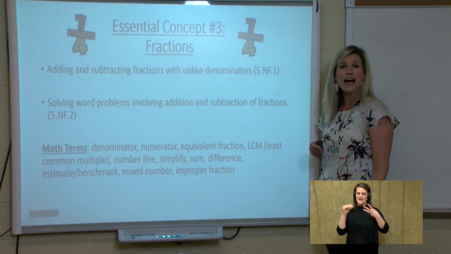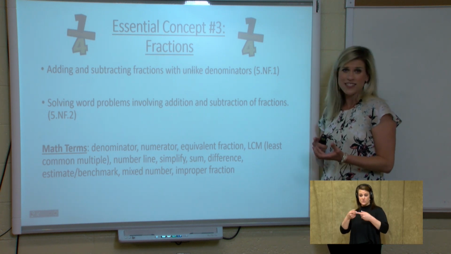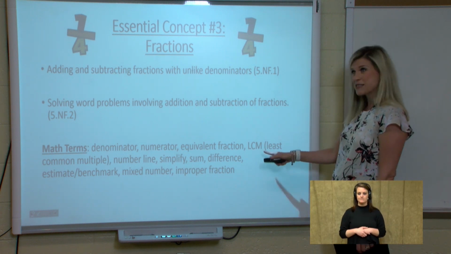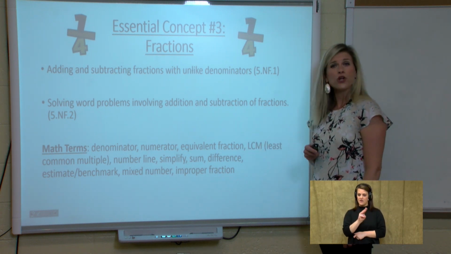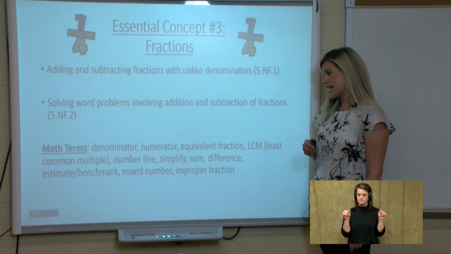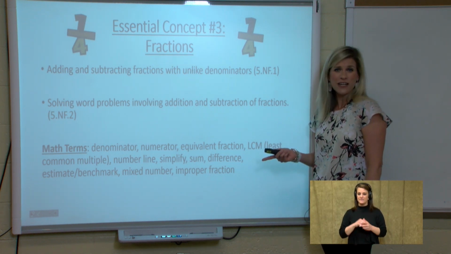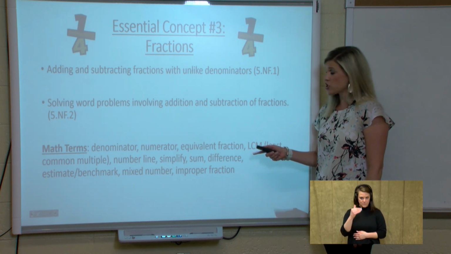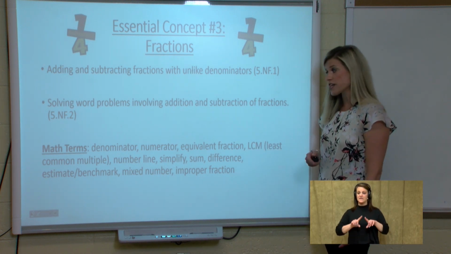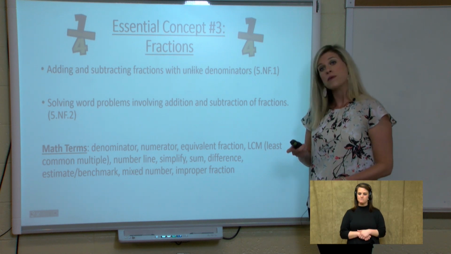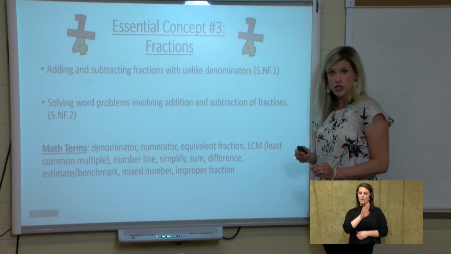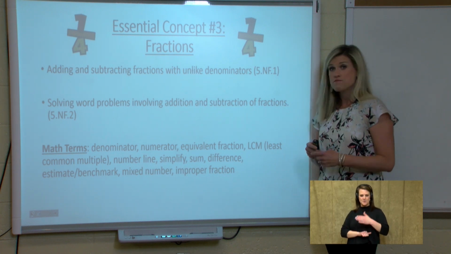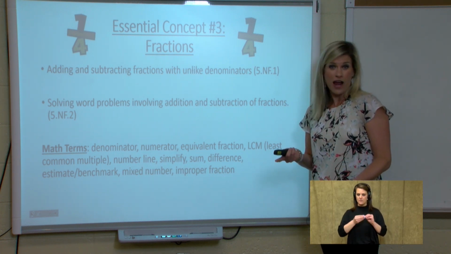and that's what you do when you try to find the lowest common multiple and denominator. You find an equivalent fraction for each fraction. Least common multiple, a number line. We're going to really look at number lines again today. Simplifying, what that means. The sum, you know what sum is, addition. The difference, subtraction. An estimate and a benchmark, which is really important to use, especially when you're unsure with how to add and subtract fractions. Mixed numbers and improper fractions.